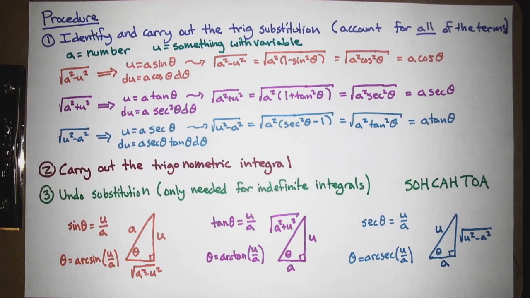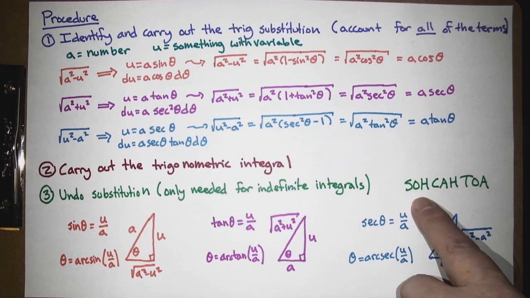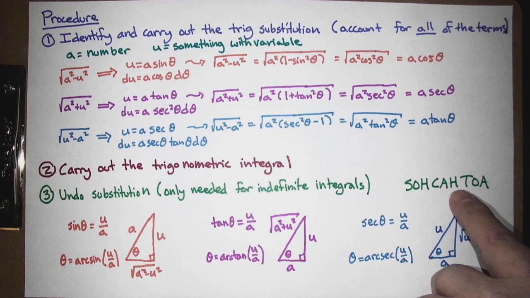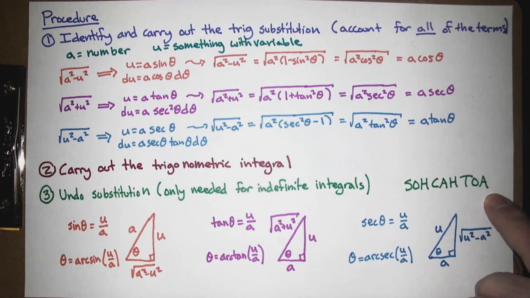But remember SOHCAHTOA. You'll need that, because what will happen is you're going to make triangles. So you have to understand how triangles fit together. Sine is opposite over hypotenuse, cosine is adjacent over hypotenuse, tangent is opposite over adjacent.